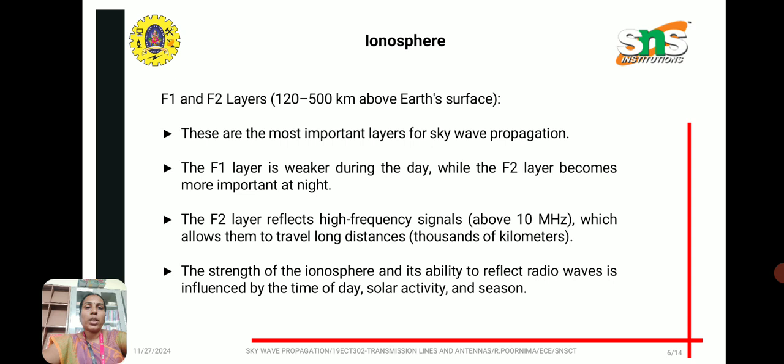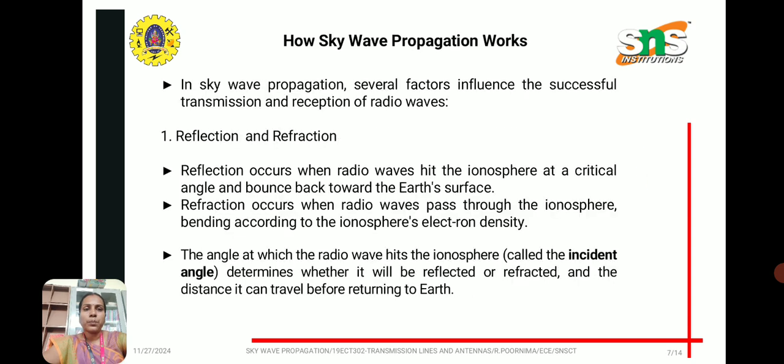Next, the F1 and F2 layers, 120 to 500 km above the Earth's surface. These are the most important layers for skywave propagation. The F1 layer is weaker during the day, while the F2 layer becomes more important at night. The F2 layer reflects high frequency signals above 10 MHz, which allows them to travel long distances. The strength of the ionosphere and its ability to reflect radio waves is influenced by the time of day, solar activity and season.